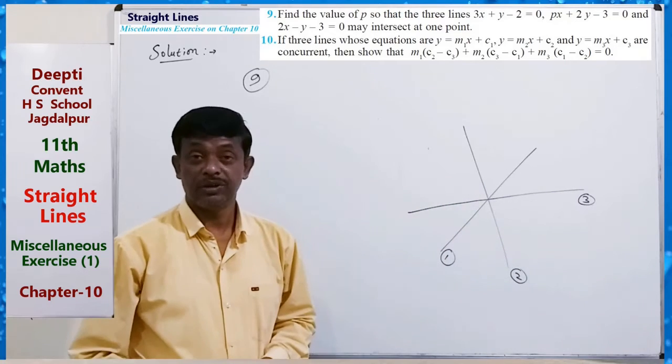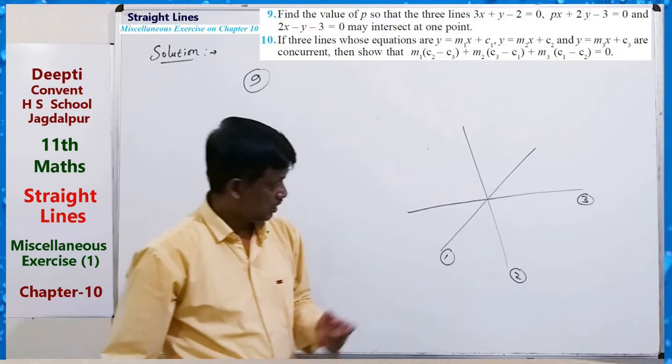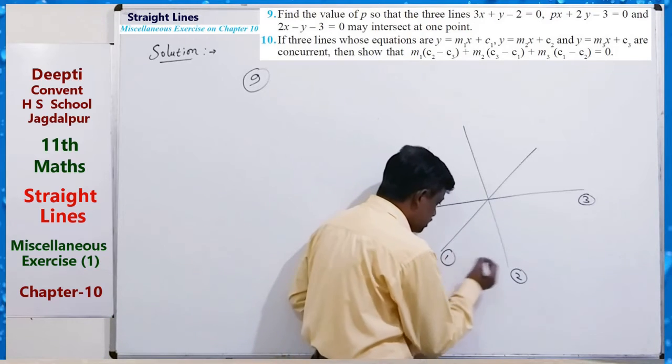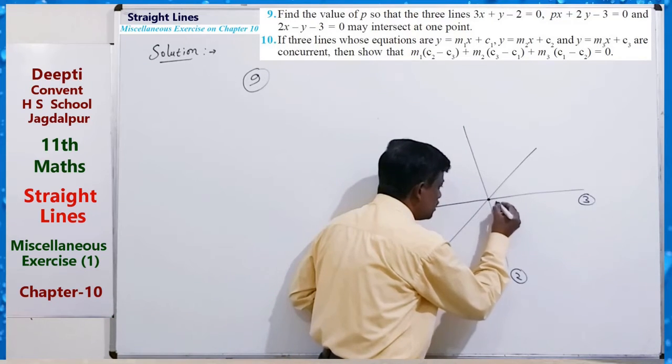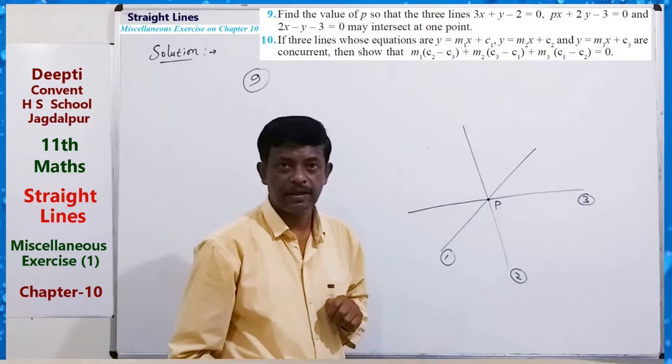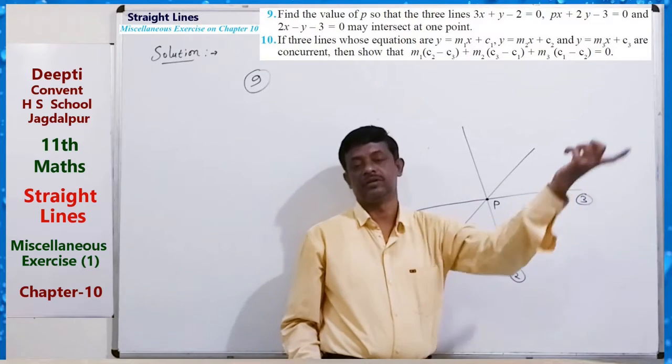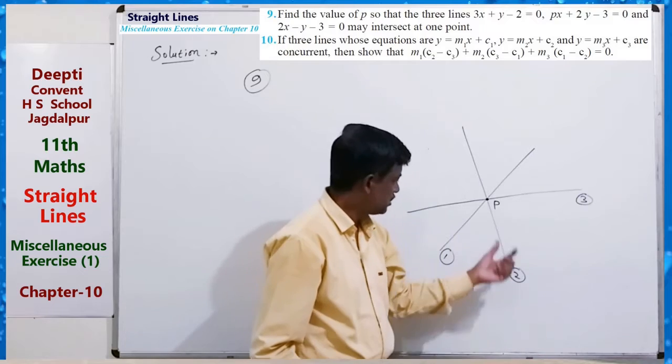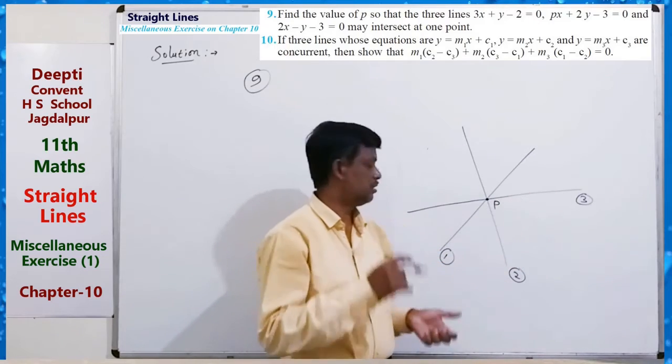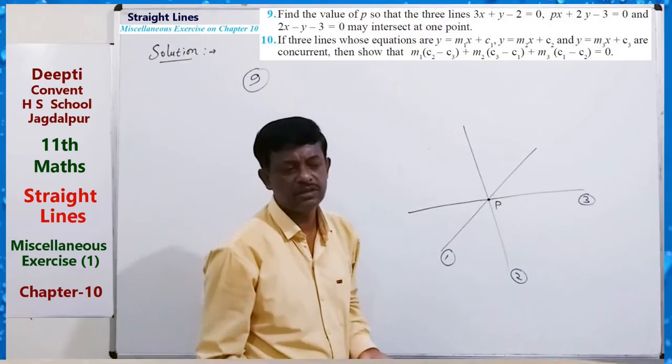So we can use intersection, that is, the intersection point of 1 and 2 is this, and this point will lie on the third line. Intersection of 2 and 3 also lies on the first equation. Just you can use any of the logic here.